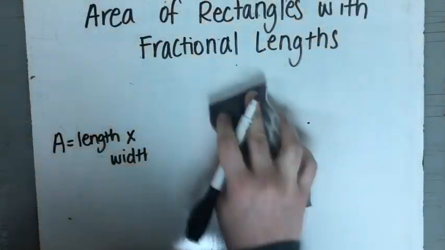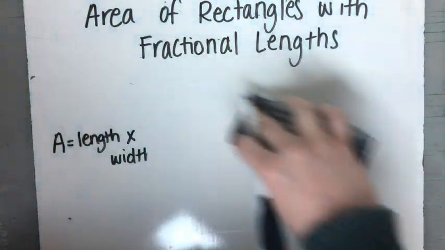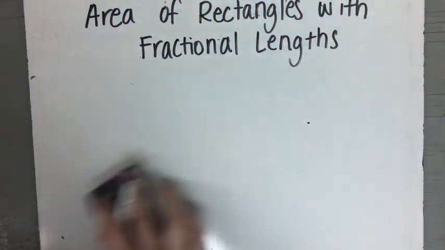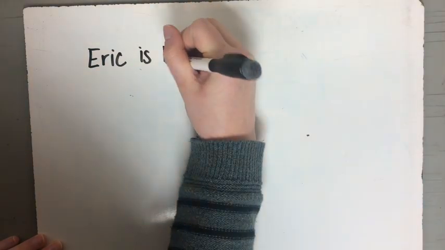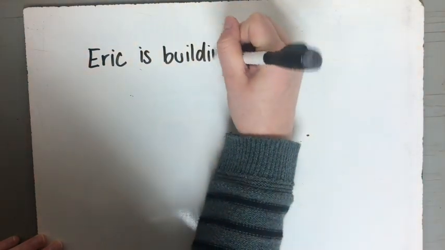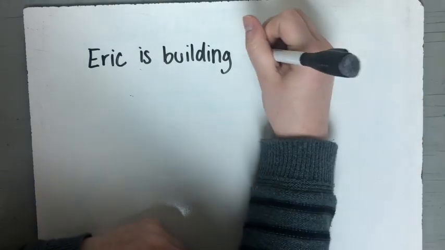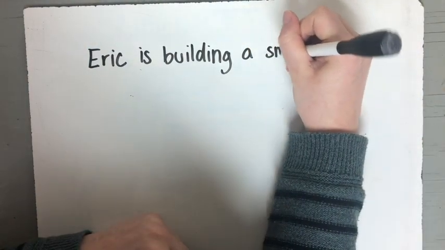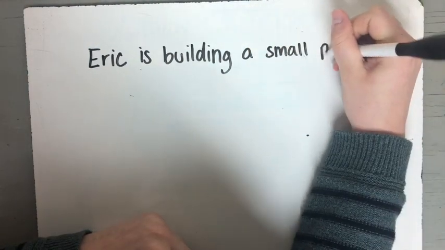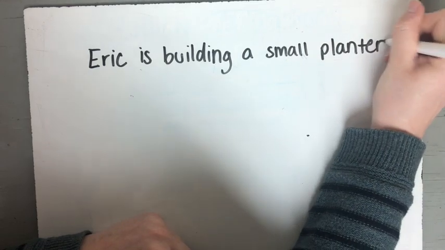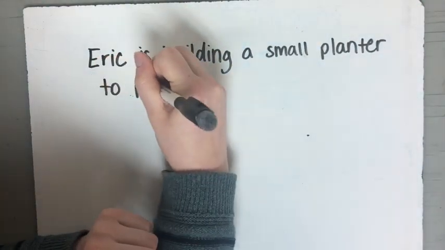Now let's think about a word problem. Okay, I'm going to write a word problem on the board, and we're going to solve it together because I want to go through what the terminology in the word problem is going to mean. Let's see, we have Eric is building a small planter to put plants in.